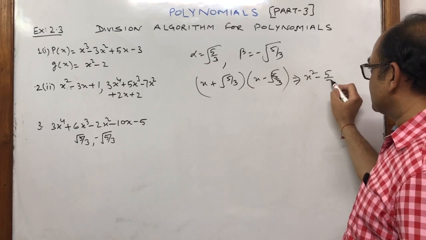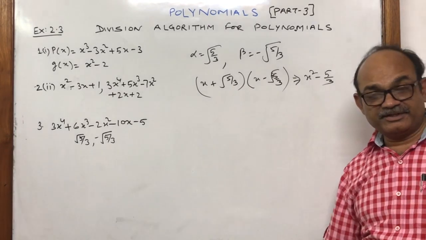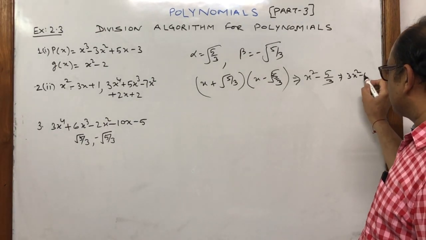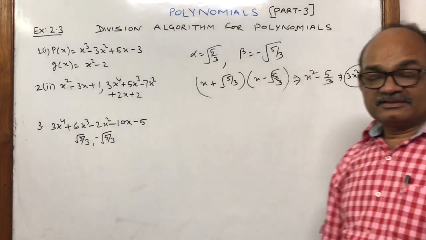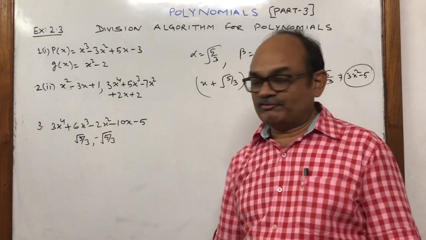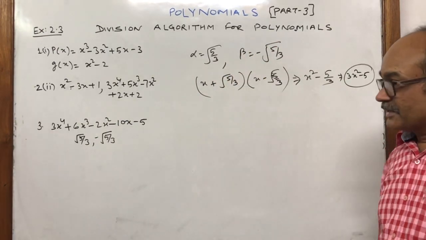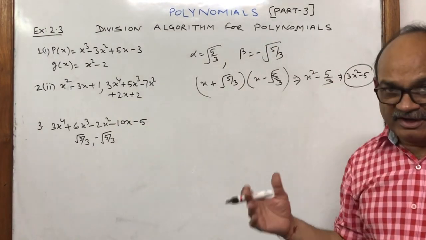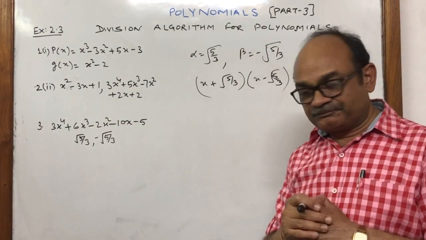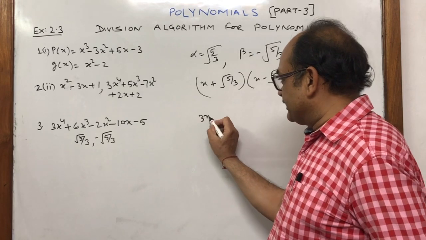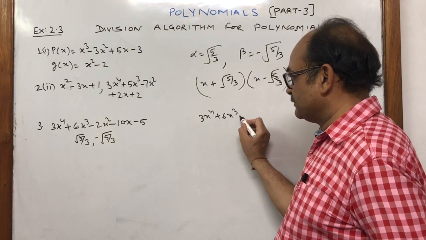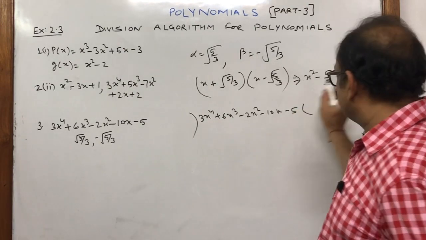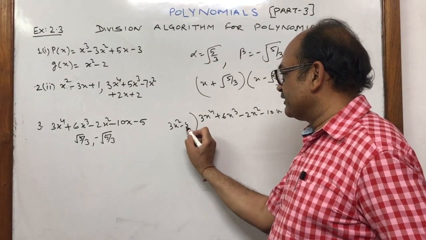x square minus 5 by 3, using a plus b into a minus b. Or what we can say, 3x square minus 5 is the common polynomial for these two. If this is a factor of the given polynomial, we'll divide it and get remainder 0. So first we divide 3x⁴ plus 6x cube minus 2x square minus 10x minus 5 by 3x square minus 5.